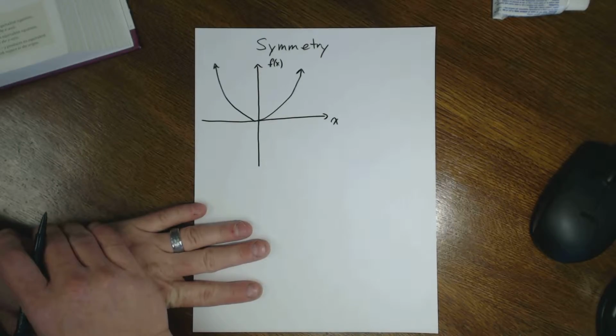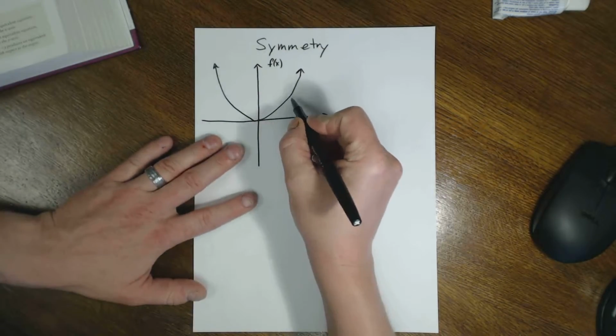In this video, we're going to look at symmetry of relations and functions. Symmetry is all about reflecting a graph over a line or rotating it around the point of origin such that after you perform this transformation, you end up with the same graph as what you originally started.